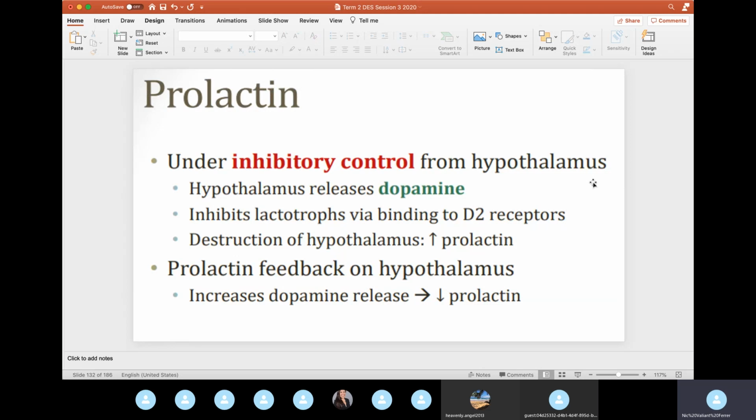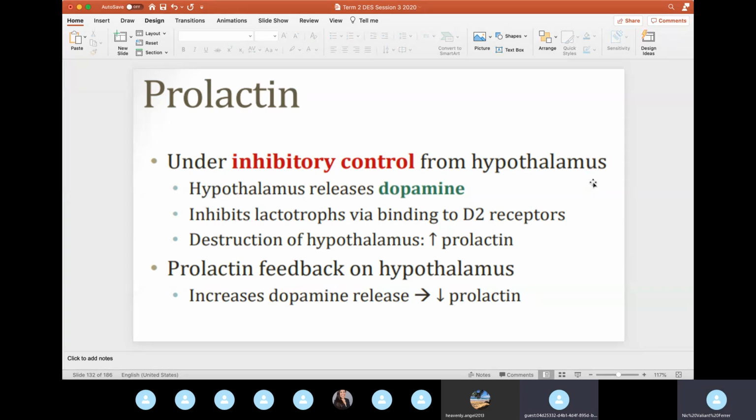Prolactin, it's under inhibitory control from the hypothalamus. So what regulates prolactin? Dopamine, right? So in the vignette, if they say that this patient has, for example, hyperprolactinemia, she's not pregnant but she's producing milk, and you've done an MRI and there is something in the suprasellar region of the brain, right? So this is a prolactinoma. So what are you going to give in someone who has prolactinoma?